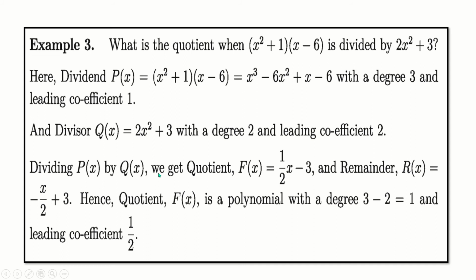So when we divide this by this, we get the quotient half of x minus 3 and remainder r of x equal to minus x by 2 plus 3. After dividing this by this, we get quotient this and remainder this, and we know how to divide. I won't discuss the division because from class 7 you know how to divide. Okay, hence the quotient f of x is a polynomial with degree 1 and leading coefficient half.